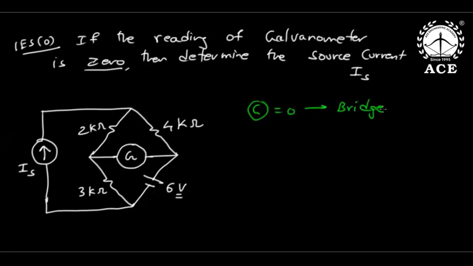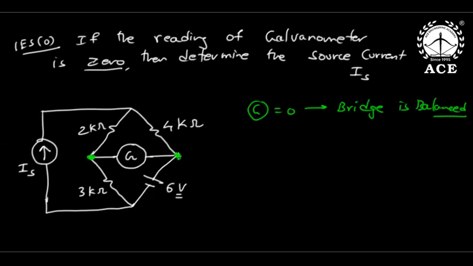Bridge is balanced. But our concept of bridge balance is that the product of opposite arms are equal. But here one is voltage, which is confusing us. So let us use substitution theorem. First of all, bridge balanced means the potential of this point and the potential of this point are equal with respect to any other third point.